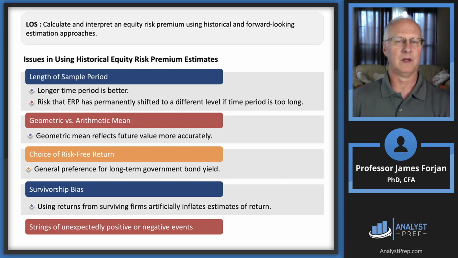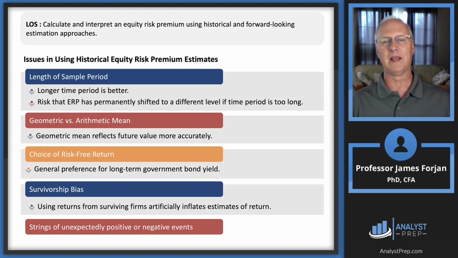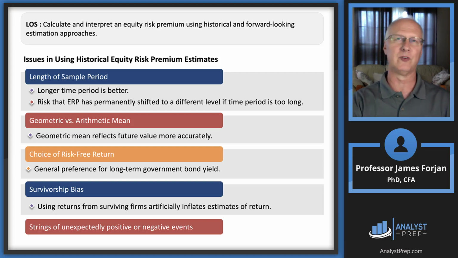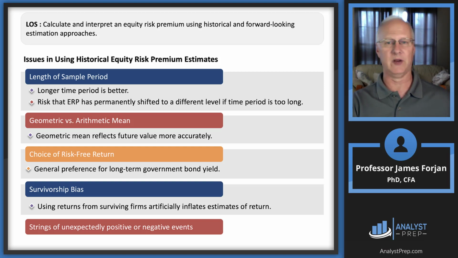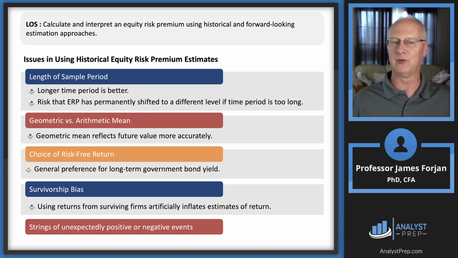All right, a couple of things that I just addressed in that recent slide. Issues in using historical equity risk premium estimates. Longer time period is better, and I think that's pretty accurate. 3 years is probably better than 2 years. However, if you go back 20 years, is 20 years better than 5 years? I mean, a lot happens in 20 years, so 5 years is probably sufficient.